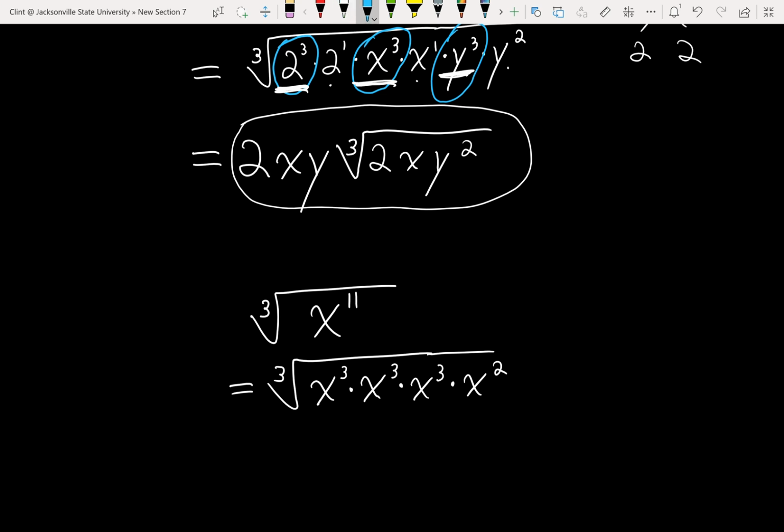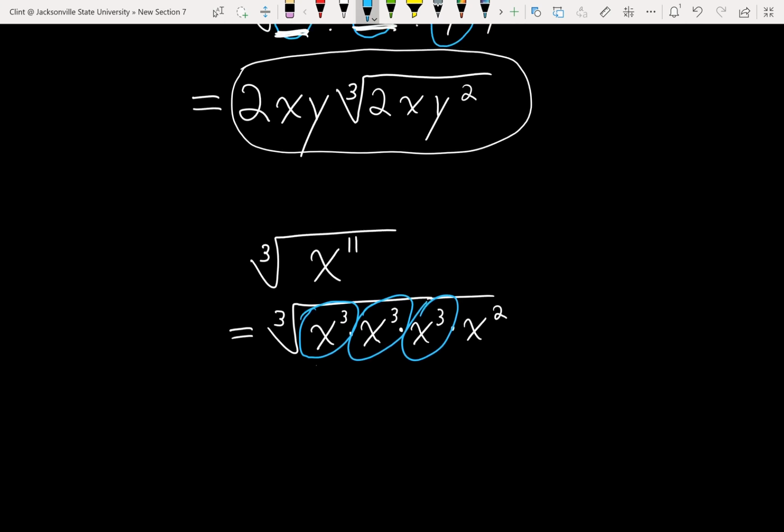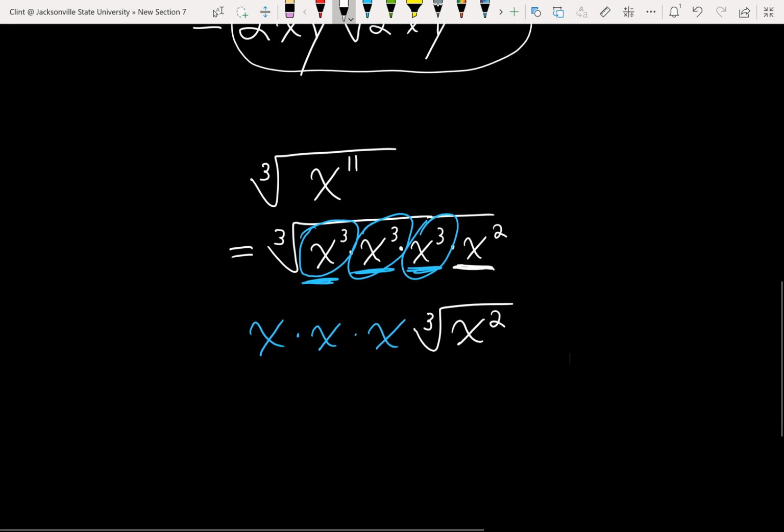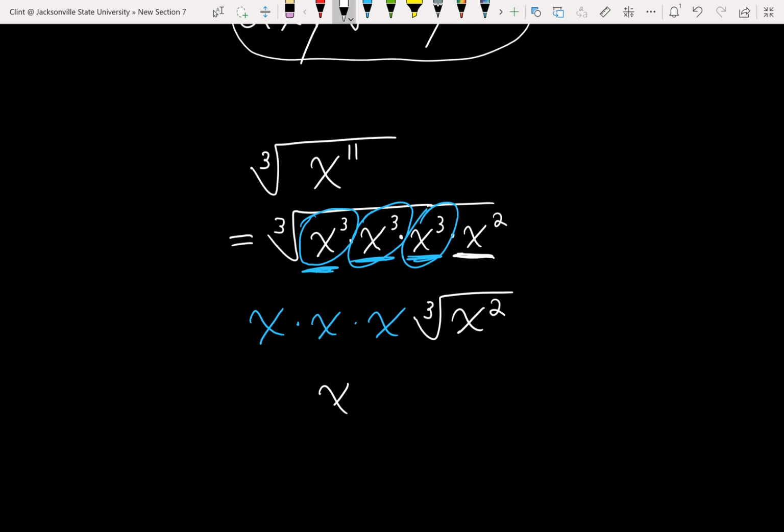So for each one of these factors of x cubed, taking the cube root, we're going to bring an x out. So for this one, we'll have an x. This one will have an x. This one will have an x. And then everything else is still underneath the cube root, so we'll have the cube root of x squared left over. And then we can multiply the x's out front. So we'll end up with x cubed times the cube root of x squared.